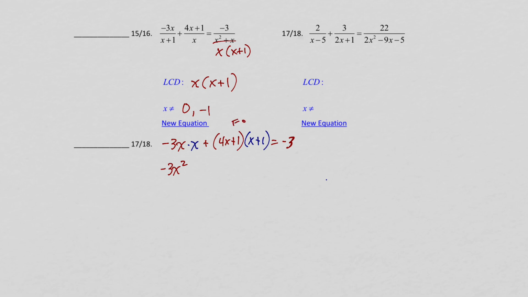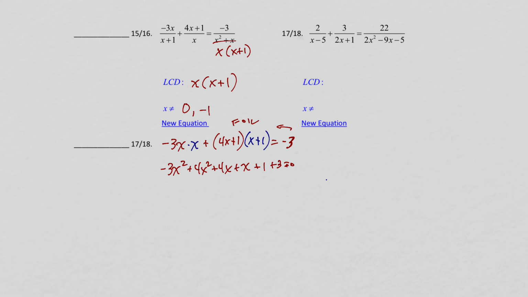And this is a binomial times a binomial, so I need to FOIL. So the first is plus 4x squared. The outer is plus 4x. The inner is plus 1x. The last is plus 1. And then I'm going to bring this over and I'll have plus 3, and now it's equal to 0.